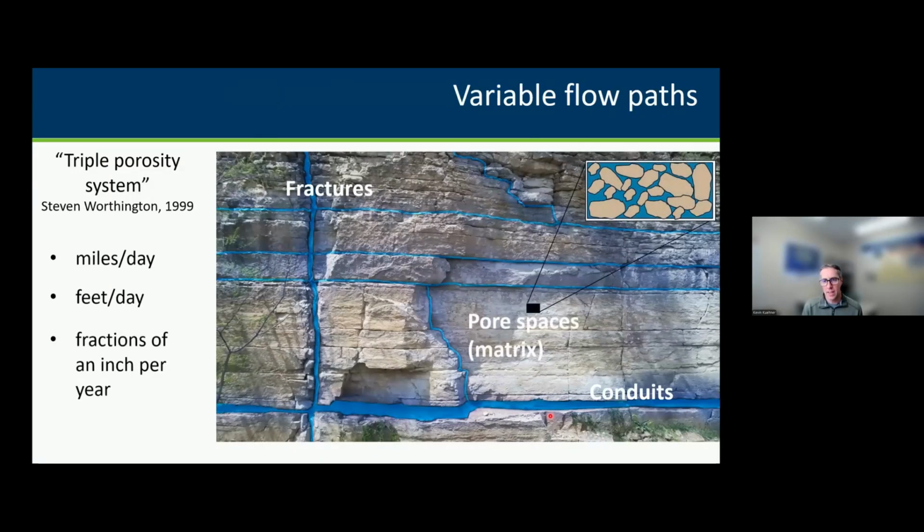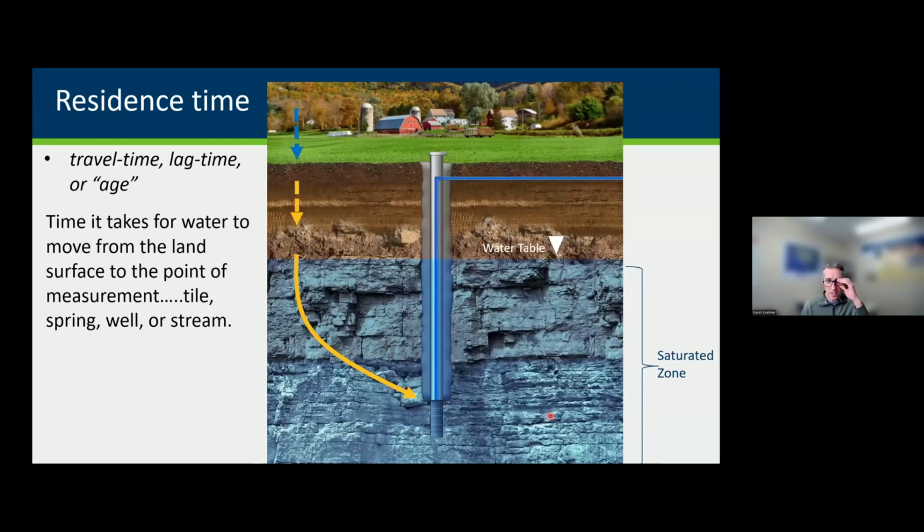But we also have a lot of that water, when the rock is fully saturated, tied up in the pore spaces or the matrix of the rock itself. And that's where the dominant amount of our water is stored within our aquifers. That's important to understand when trying to understand the age of the water and the movement of contaminants. And this really introduces the concept of residence time. Residence time is often referred to as travel time, lag time, or age. But essentially, it's the amount of time it takes for water to move from the land surface to the point of measurement, whether it be a spring, a well, a stream, or even a tile within a field.